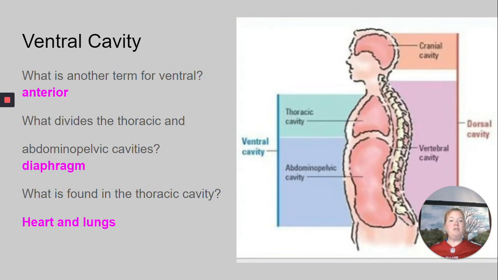Then we have the ventral cavity. Remember, another term for ventral is anterior, so closer to the front of the body. And in case you didn't know, a cavity is a space, an opening, and it's to house internal organs. In the ventral cavities is where most of our internal organs are housed. We have the thoracic cavity and the abdominopelvic cavity as the broad categories. And the divider between them is a muscle called the diaphragm, which runs right underneath your lungs.